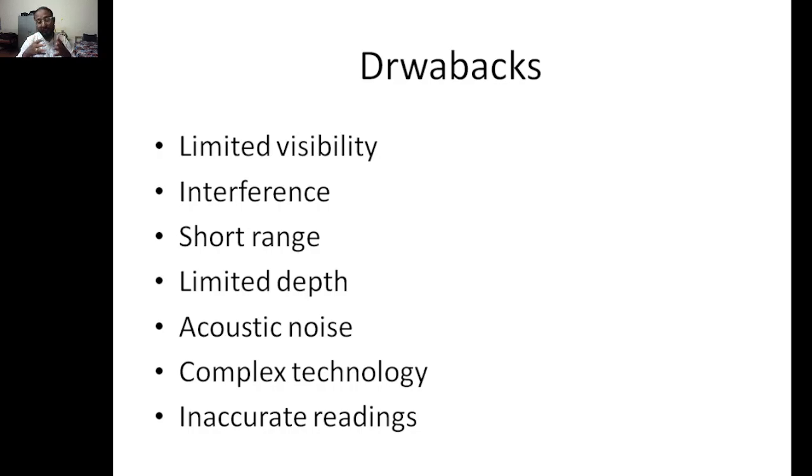Next, short range. It works only in a short range. Limited depth: imagine there is a big structure or a kind of stone under the sea. The signal will hit that and detect it as the depth, but actually that is not the depth. The real depth is somewhere next to that, so that is the limited depth. Next, acoustic noise will be there. Complex technology is involved in getting accurate readings because of the many disturbances.